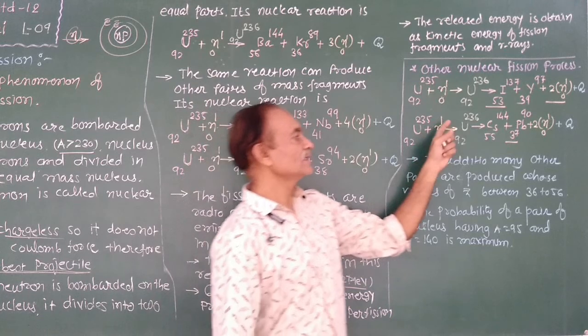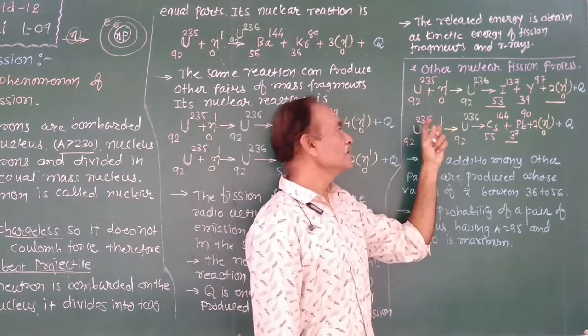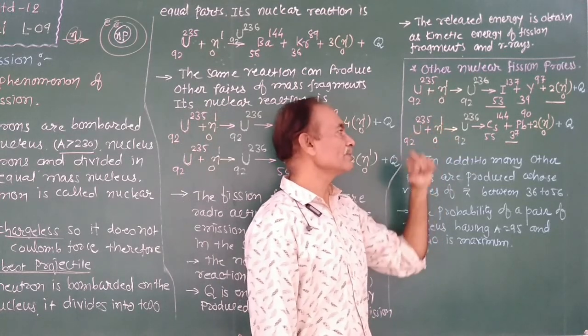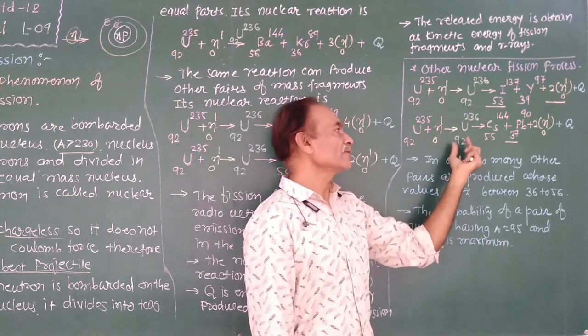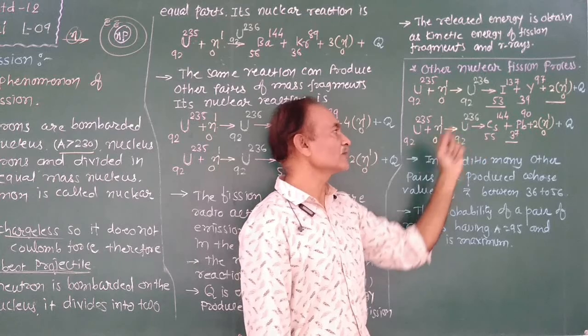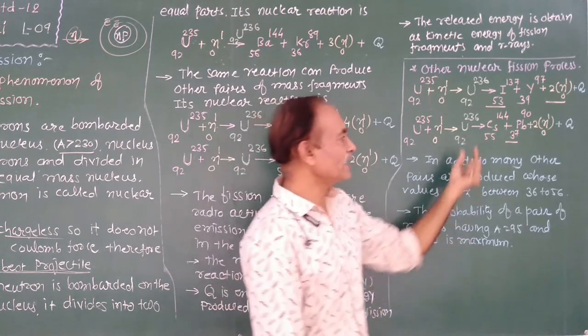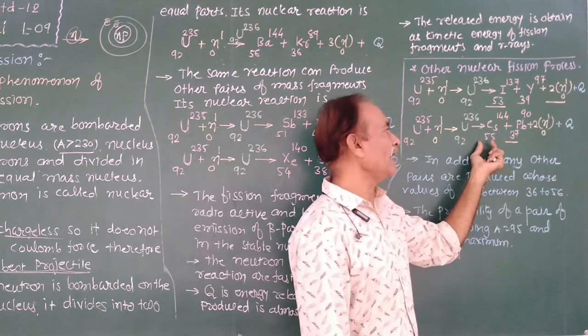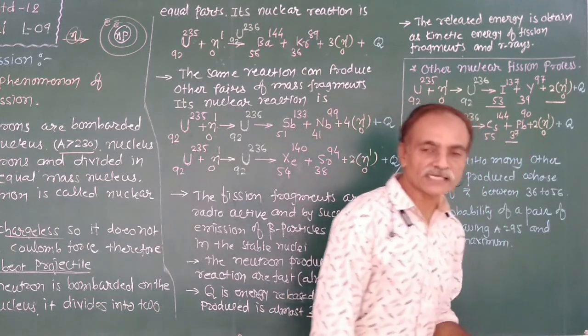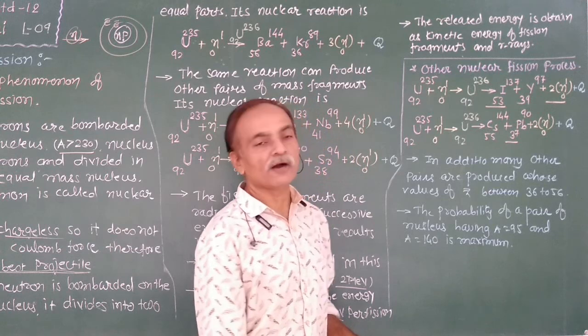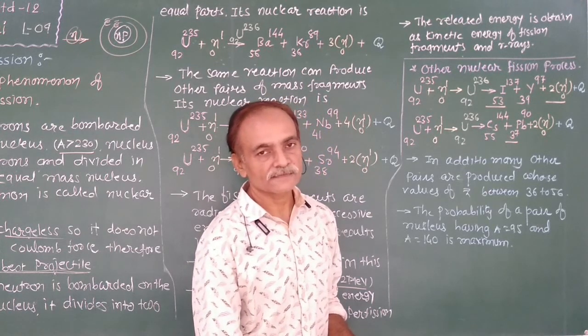And also, when the neutron is bombarded on uranium nucleus 92-235, after absorbing this neutron, the uranium nucleus becomes the unstable 92-236. It gets divided into cesium 55-144 plus rubidium 37-90 plus 2 neutrons plus Q amount of energy is released.